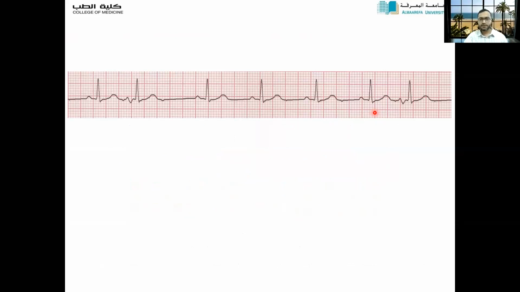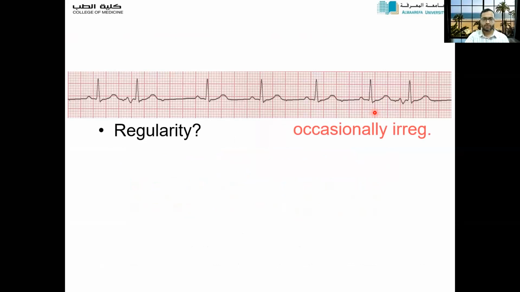And the same 5 steps. Whenever you see an ECG, go for the same 5 steps. Regularity: occasionally irregular. You can see here, this RR interval and then this one. It's not the same, but the rest are the same. Again, a defect comes here, so occasionally irregularity is coming.